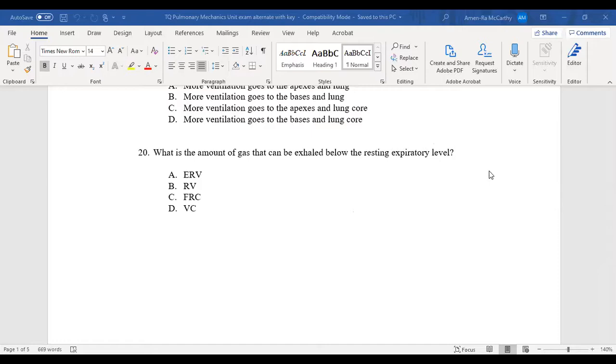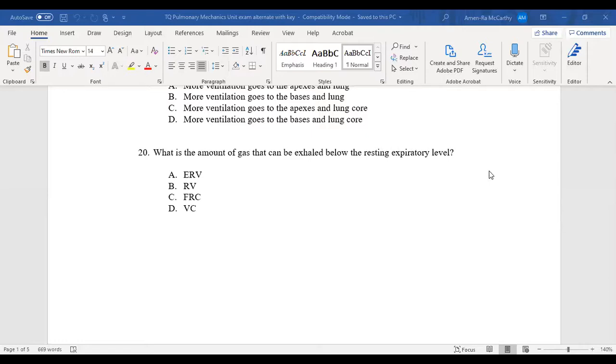So depending on how you feel like you did on those, whatever ones you missed, that's what you need to go and study a little bit harder on, okay? Look at that one a little bit harder because you have your test tomorrow. Now, you have to also look at that wording because, like I said, number 20, what's the amount of gas that can be exhaled below the resting expiratory level? Well, we say normal out, normal exhale, quiet exhale, resting exhale. All those are the same thing.